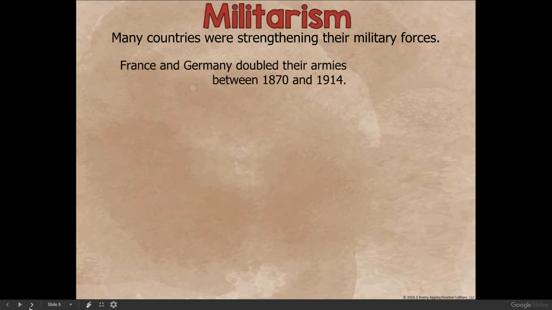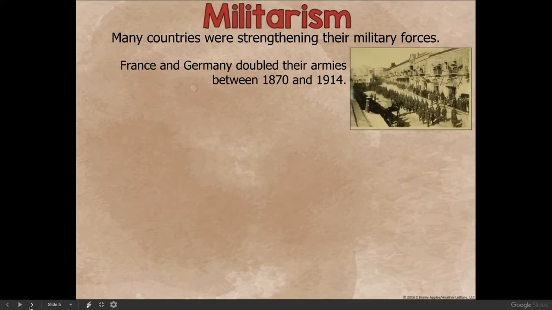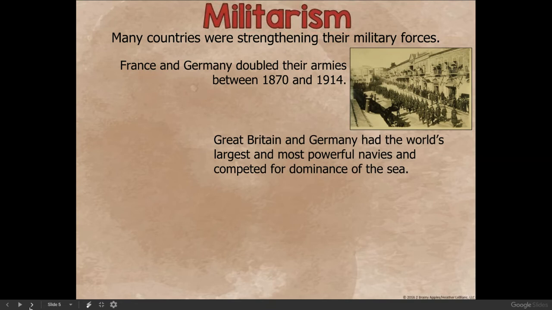So a couple examples of this that were happening around this time period: France and Germany had doubled their armies between 1870 and 1914. Great Britain and Germany had the world's largest and most powerful navies, and they competed for dominance of the sea. Okay, so they were trying to control different territories in different bodies of water.